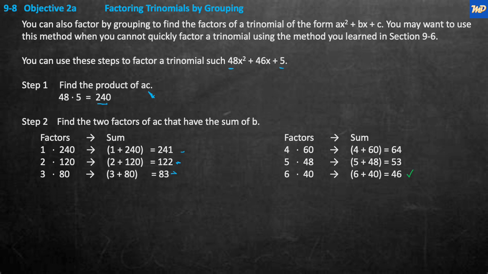How about 4 times 60? That's another set of factors. Nope, that's 64. The next factor pair is 5 times 48. If you add those together, do they give you 46? No, they don't. How about 6 times 40? If you add those two together, do you get 46? And bingo, yes you do. There's our factors. We're looking for the 6 and the 40. Those are the numbers.